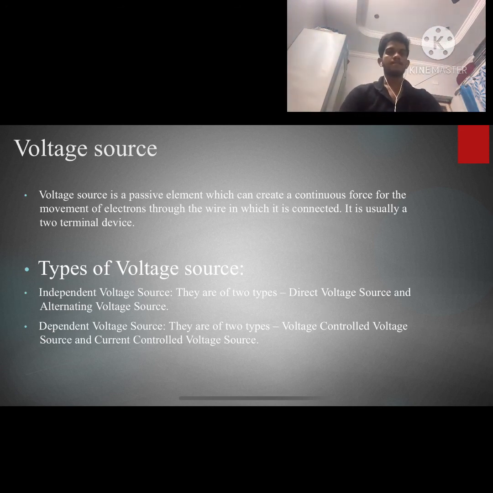Types of voltage sources. The first one is the independent voltage source. There are two types: direct voltage source and alternating voltage source. The second one is the dependent voltage source. In this also there are two types: voltage controlled voltage source and current controlled voltage source.